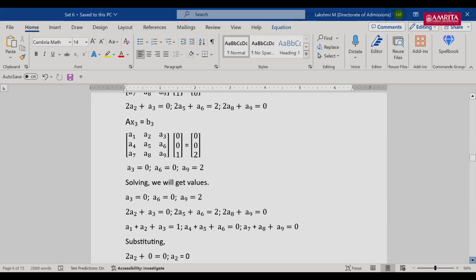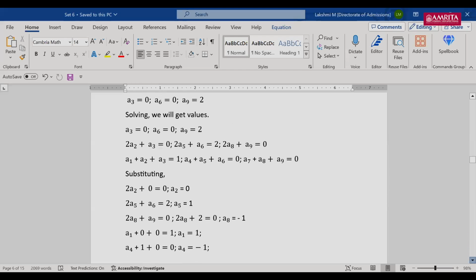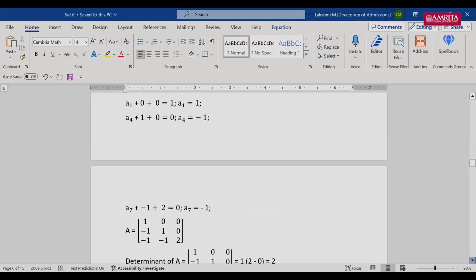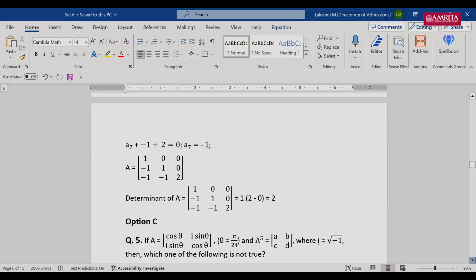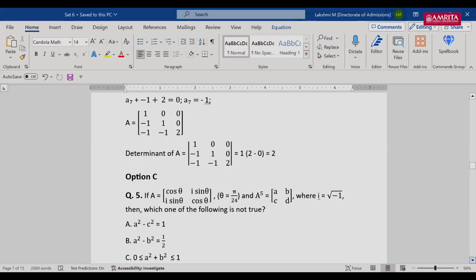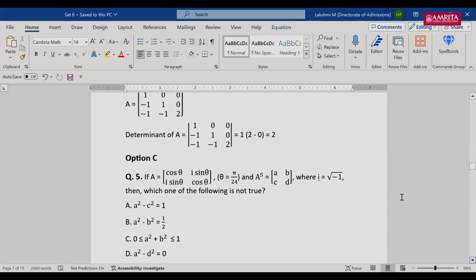Now, once you solve, you have those values. Once you have the matrix, it's easy for you to find the determinant, right? So yes, those students have already given the option as, I think 2, it's correct. Now, yes, without wasting further time, we'll move to the next question.